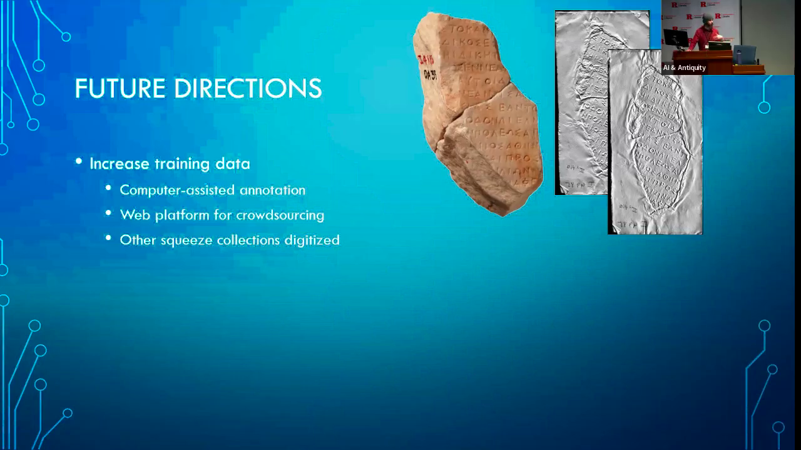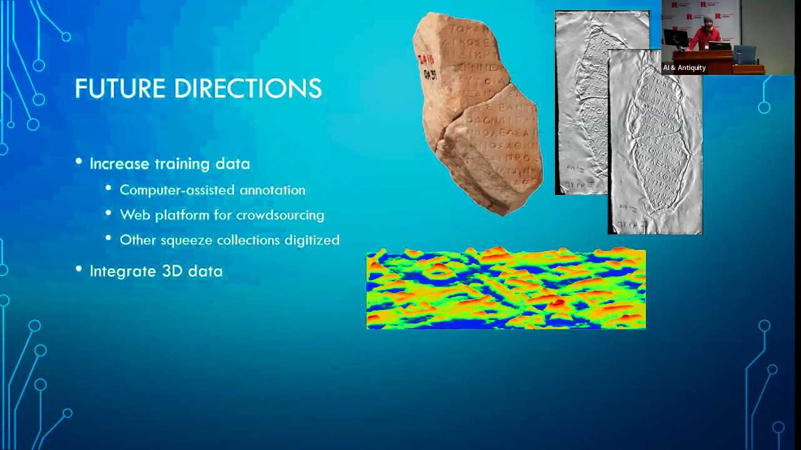And also, we have our squeeze collection. We're the biggest in North America. We are probably 1/10 of the size of the collections that Inscriptiones Graecae and the Corpus Inscriptionum Latinarum have. They're in the works of digitizing their stuff, or at least thinking about it. When they do, that'll be huge.